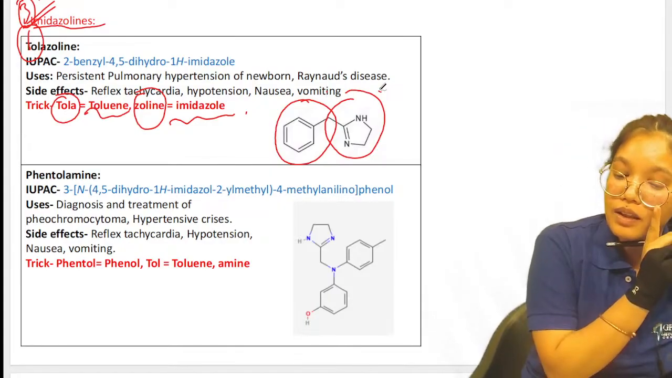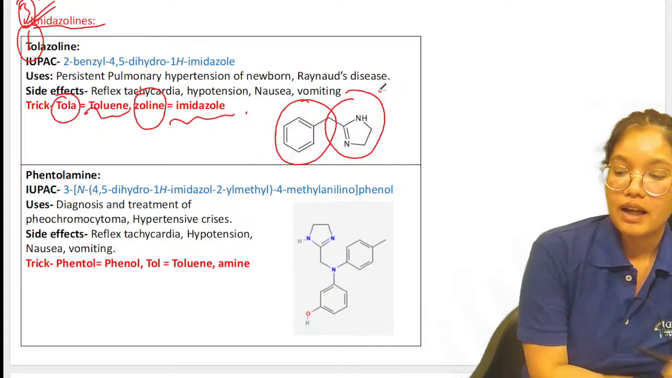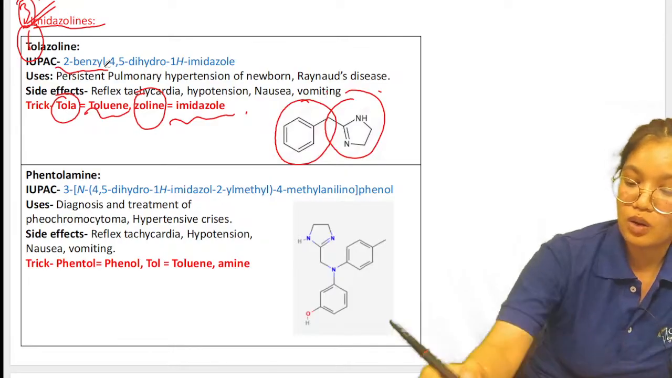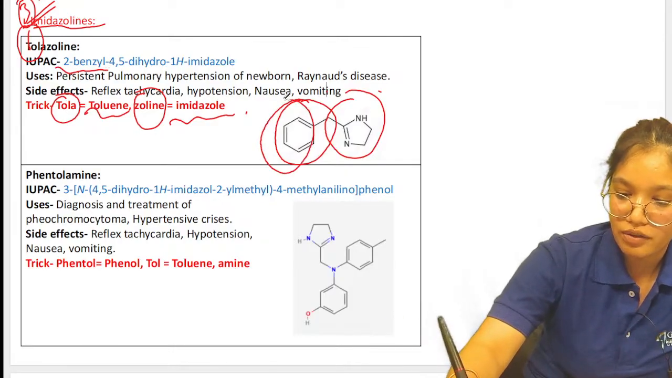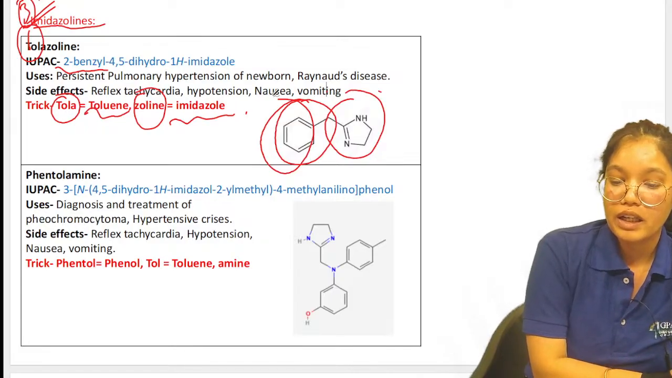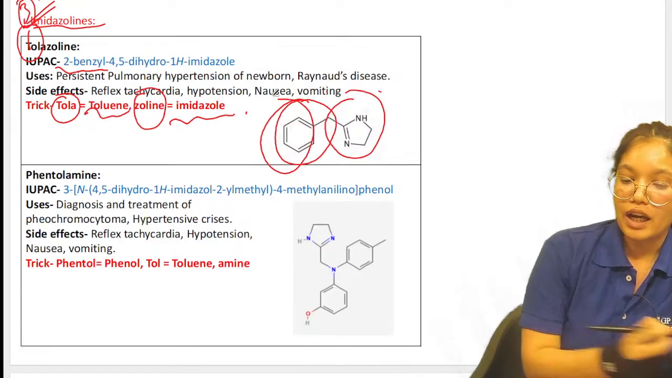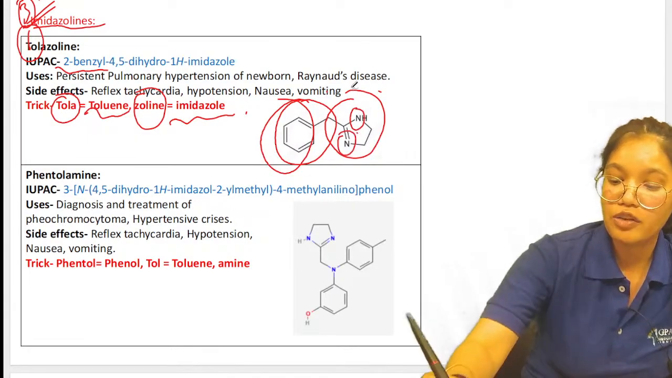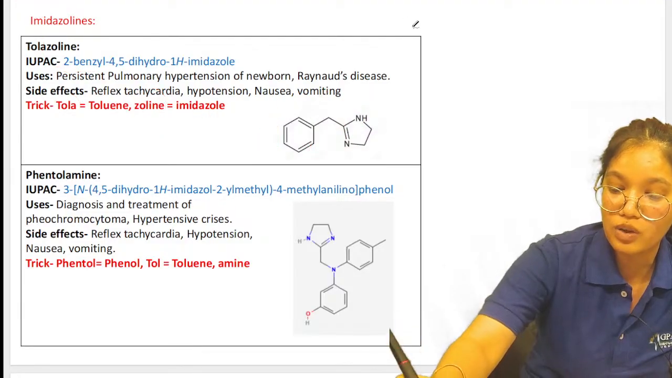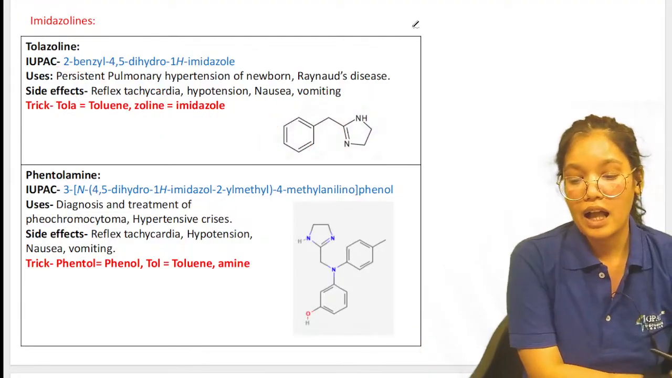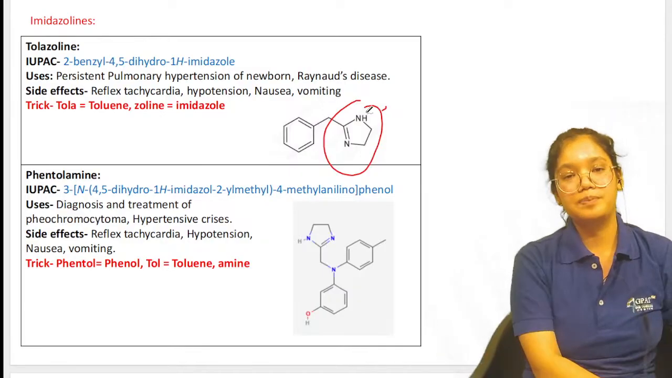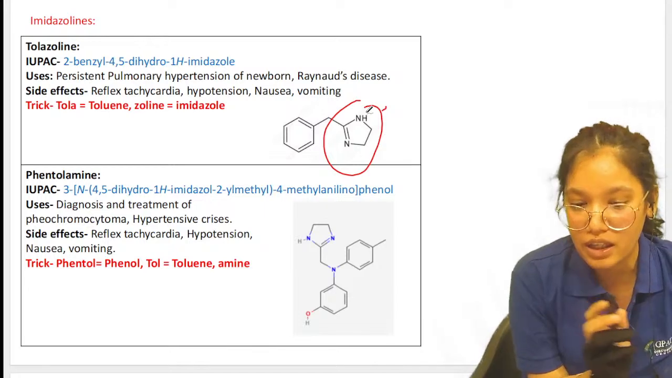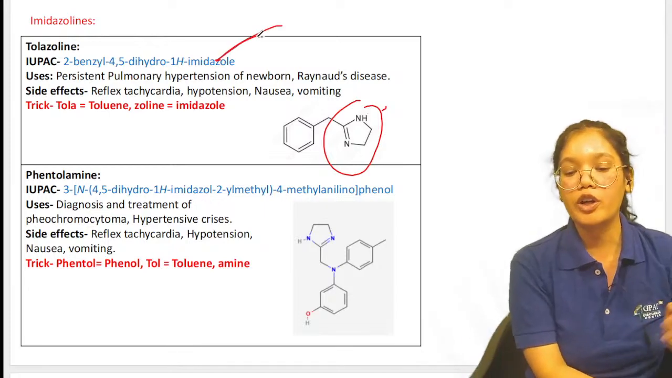Now when we talk about the IUPAC name of tolazoline, it is 2-benzyl. So at the second position we have a benzyl group here. Then 4,5-dihydro: at the fourth and fifth positions hydrogens are added, and we have an imidazole ring here. So 2-benzyl-4,5-dihydro-1H-imidazole is the IUPAC name for tolazoline.